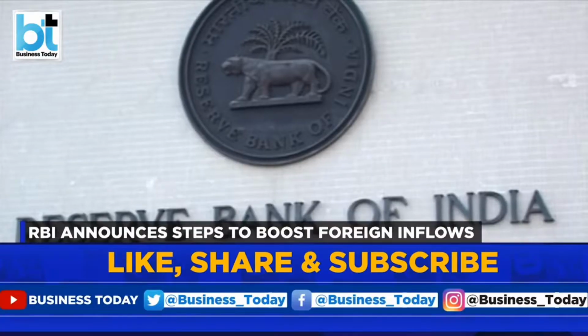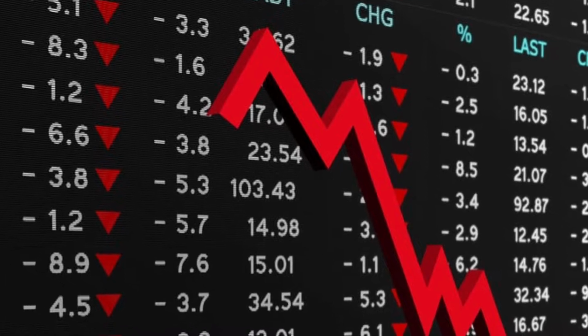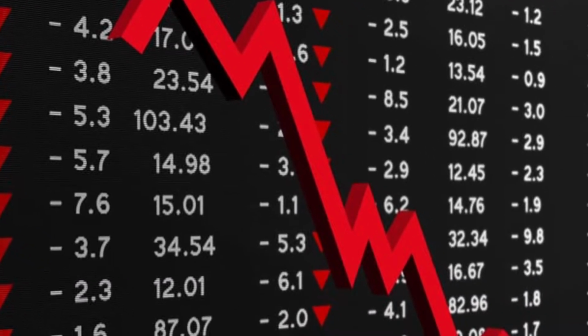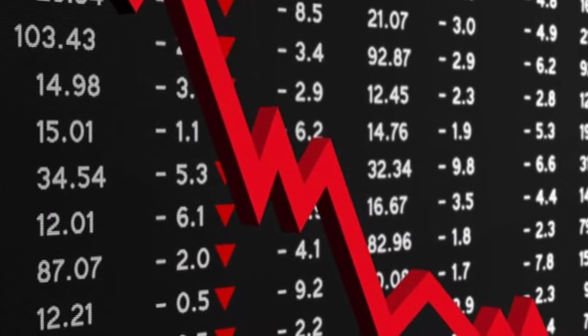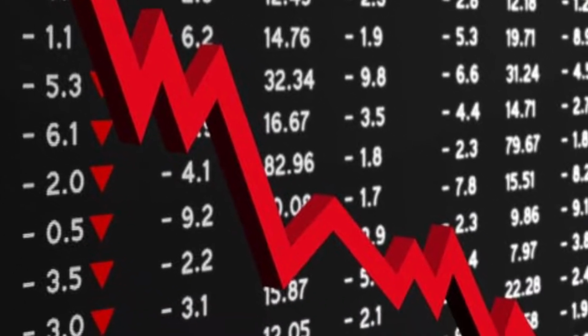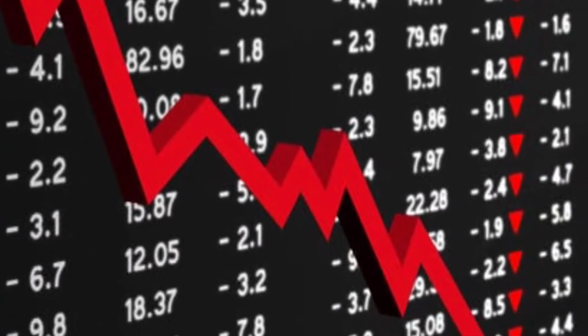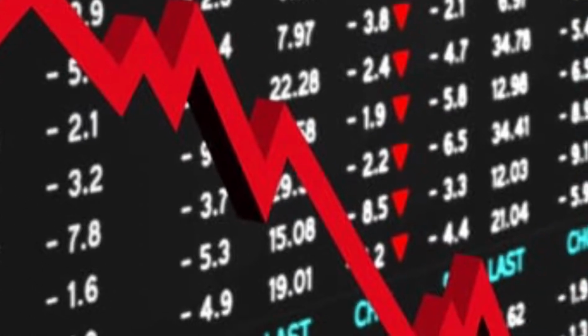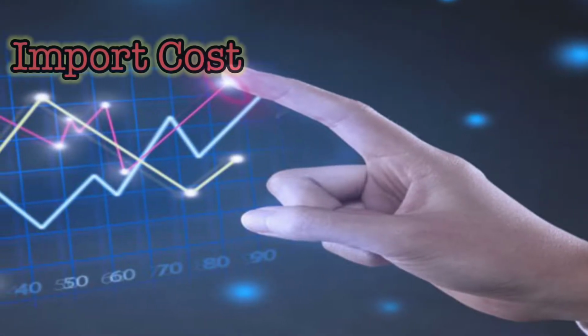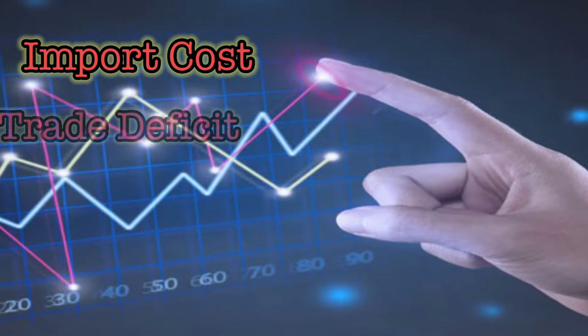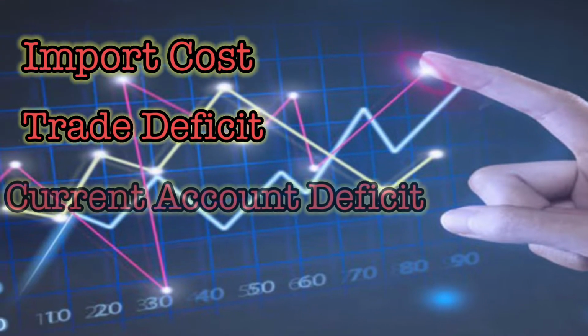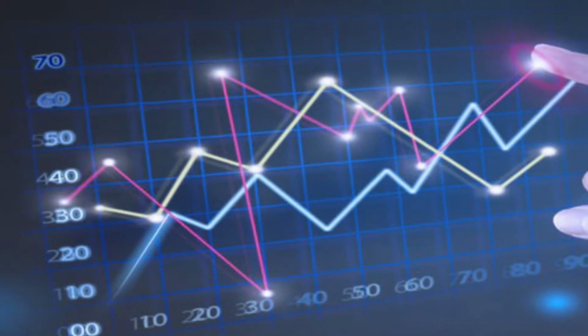Hi everyone. The Indian rupee has been on a downward spiral since early 2022, and recently it has reached almost a record low of 80 against US dollars. The rupee has depreciated nearly 6% since January this year. Import cost is all-time high, trade deficit has doubled, current account deficit has also gone significantly high.